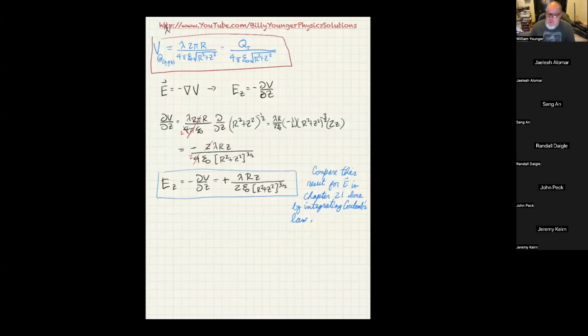And then this is how I ultimately did the gradient. Since only the z variable was represented, and this only applies along the z-axis, by the way, I was able to just take the derivative with respect to z, and that would give me the z component, which is the only component as long as we stay along the z-axis. If we get off the z-axis, it's going to have an x and y component as well. But anyways, we just took a derivative with respect to z, multiplied it by -1, and got this answer. And what I'm telling you is this is the same result we got by doing it using Coulomb's law in chapter 21.